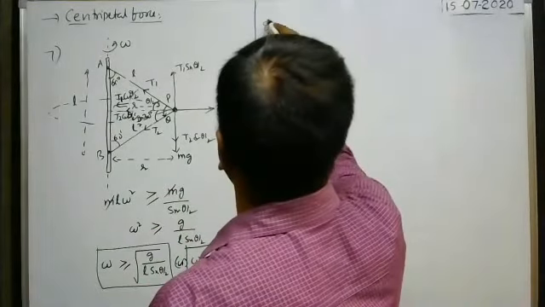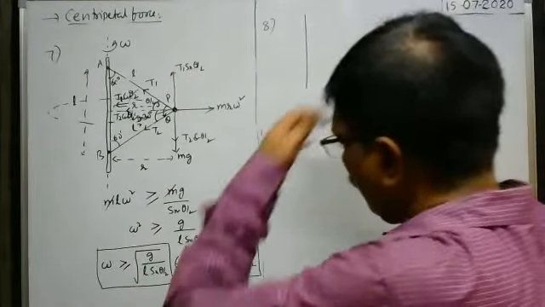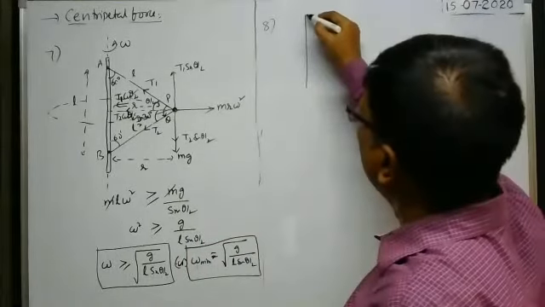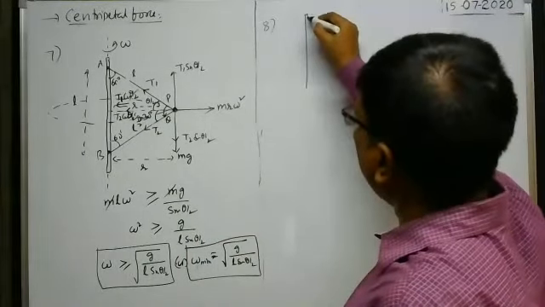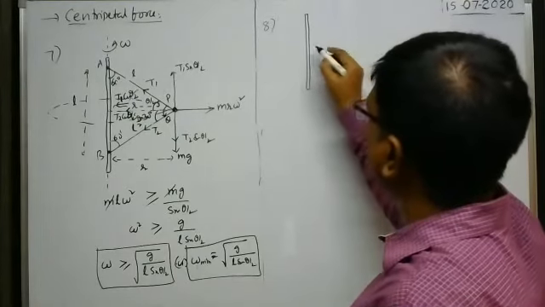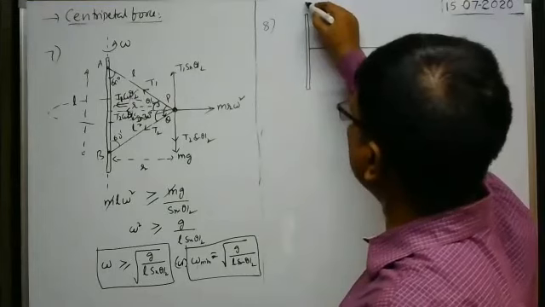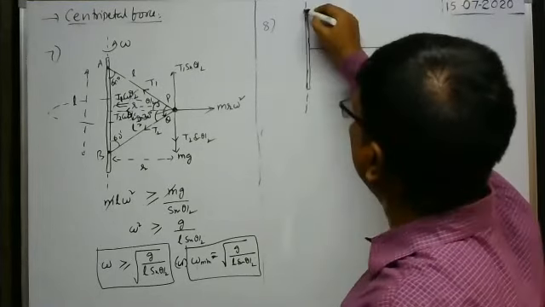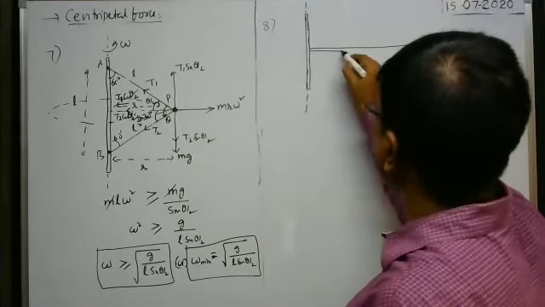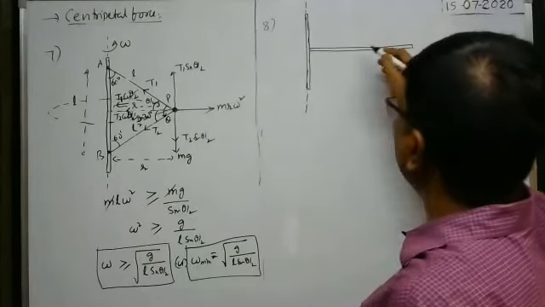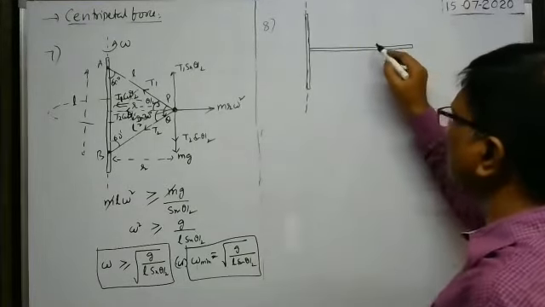Next, the eighth one. Suppose to the vertical axis, a rod is fixed. A rod is fixed like this. Here it is a smooth rod.